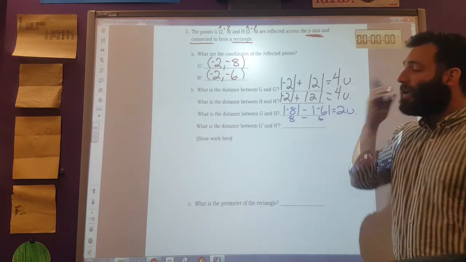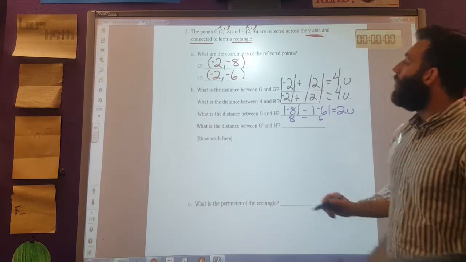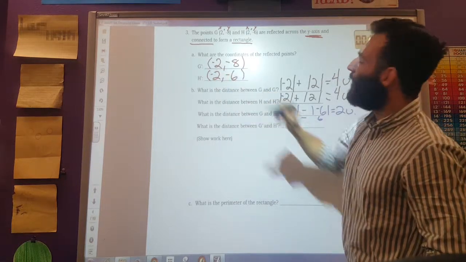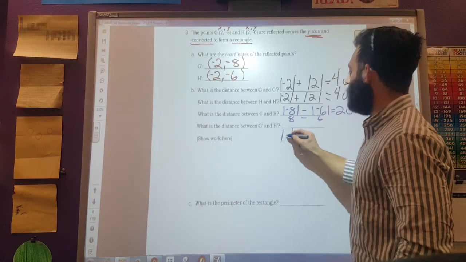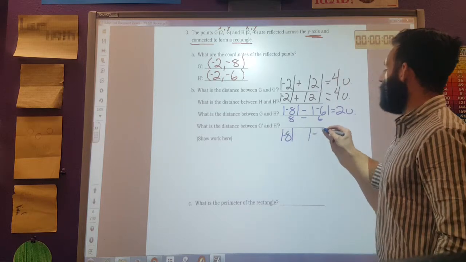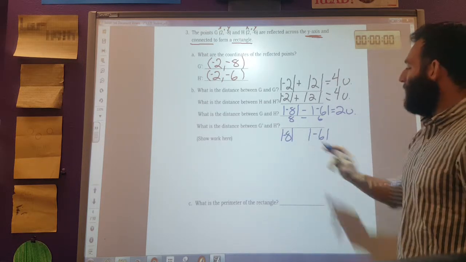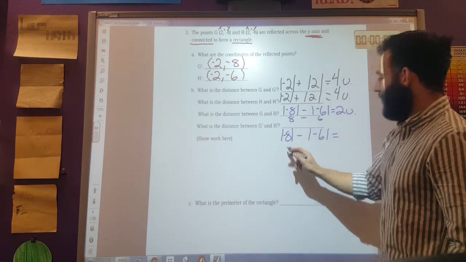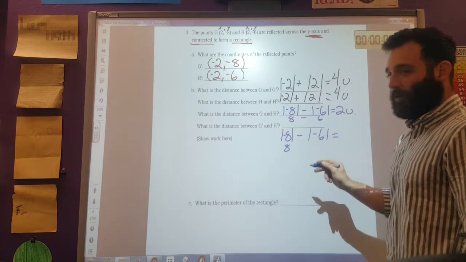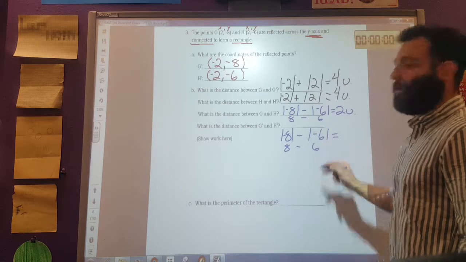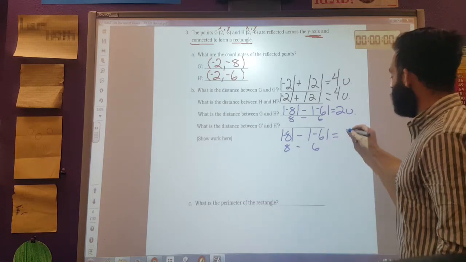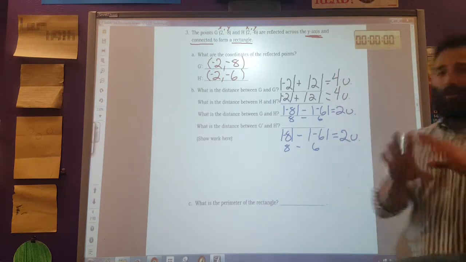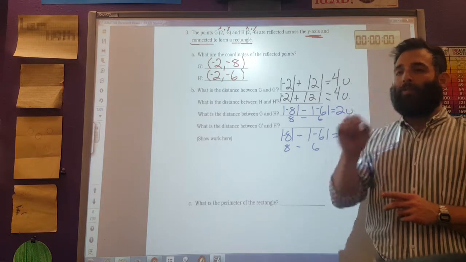Now the distance between G1 and H1, right here. I have the -2s that are in common. I can ignore those. So I have the absolute value of -8 and the absolute value of -6. Now, if the signs are the same, I need to subtract. -8 is 8 units away from 0. -6 is 6 units away from 0. So 8 minus 6 gives me an answer of 2 units. And now what I have here are the lengths of the sides of my rectangle.